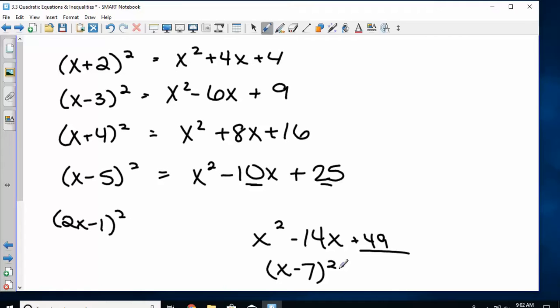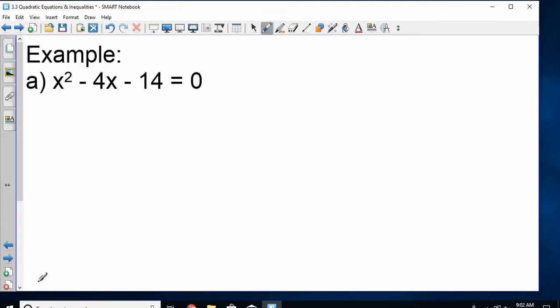This strategy can be done on any quadratic. Typically, you probably wouldn't do it if box method was an option because box method is a little bit faster. So usually we kind of reserve this for the things that don't factor nicely otherwise, but you could use it in any quadratic. So let's look at a problem.